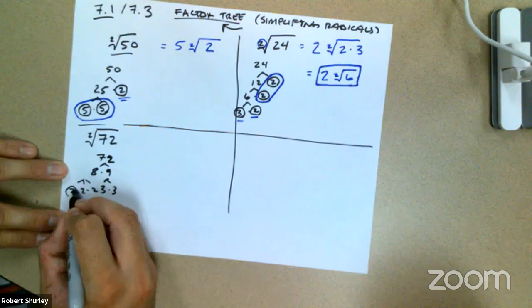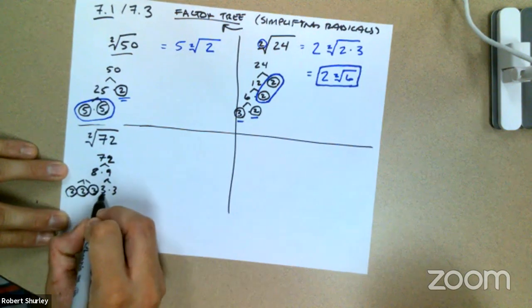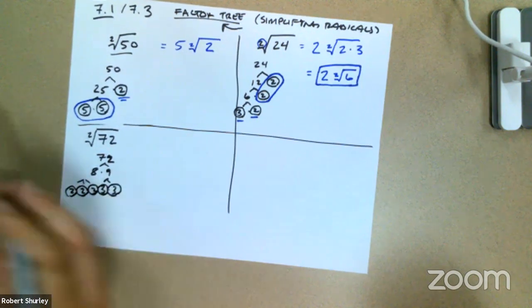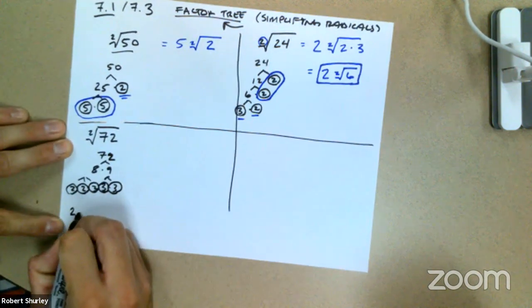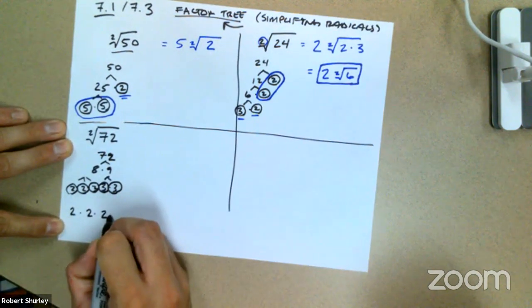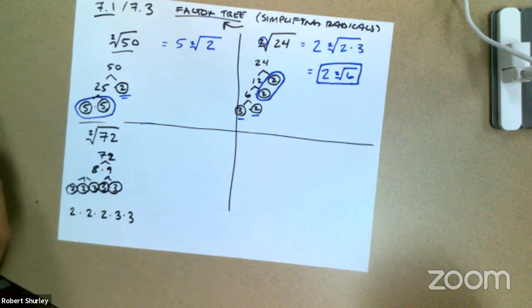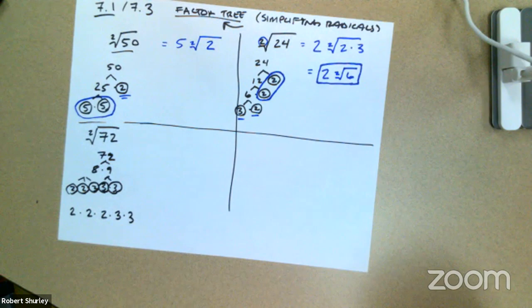So you guys should have all gotten to this spot where in the end, it doesn't matter the order because it's all multiplication. But it winds up being, I'm going to write down here, 2 times 2 times 2 times 3 times 3, right? Those are the 5 prime factors of 72.